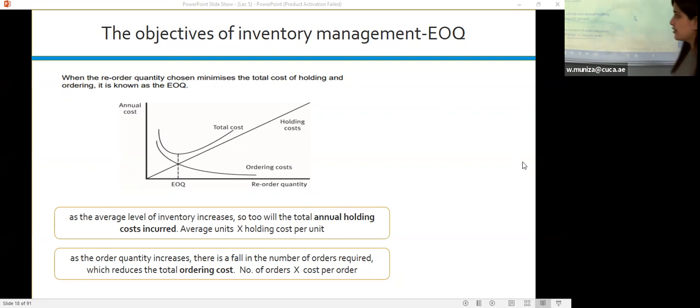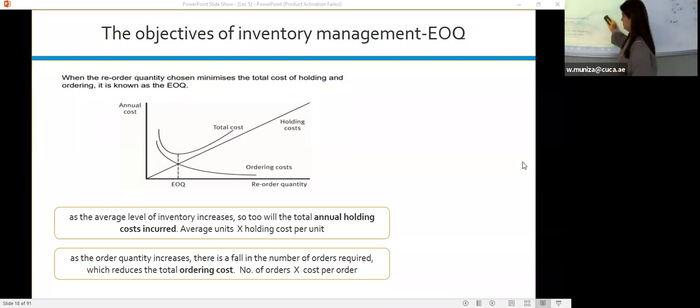And as the order quantity increases, there is a fall in the number of orders required, which reduces the total ordering cost. Ordering cost can be calculated as number of orders multiplied by cost per order. Students, in order to calculate the number of orders, the formula which you basically use is D by Q. Very good. Annual demand divided by order quantity. Okay. So if you want to write it, you can write, because in this book, it's not written. So D stands for annual demand and Q stands for order quantity.